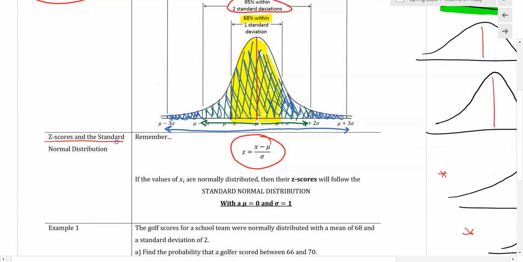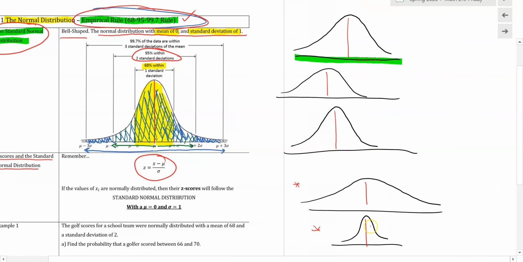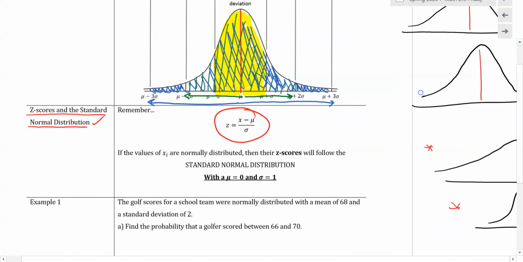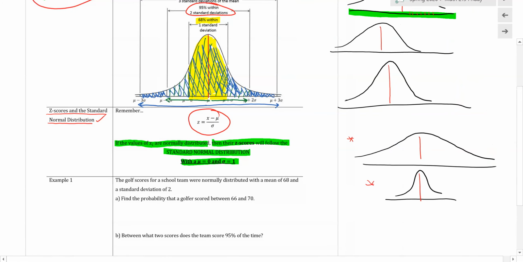So we're talking about z-scores and the standard normal distribution. Again, all of these are normal distributions because they're bell shaped, or I tried to draw them bell shaped. It becomes a standard normal distribution when you look at the z-scores of all these data values, and that's going to give a mean of 0 and a standard deviation of 1, and it standardizes that normal distribution. Makes it easy to analyze. Okay, so here they're telling us that if the data values are normally distributed themselves, like all of these guys I drew on the right, then their z-scores will follow the standard normal distribution that has a mean of 0 and standard deviation of 1.